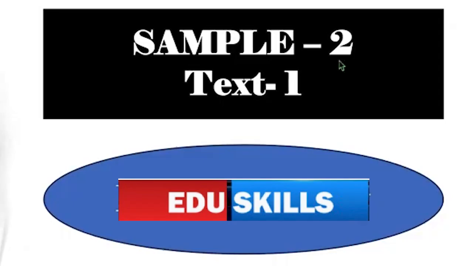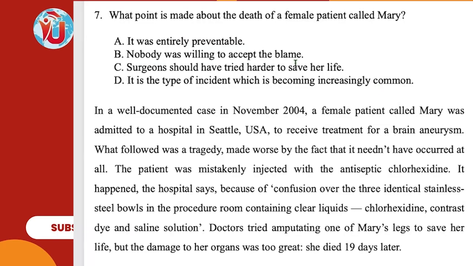And today we are going to deal with reading part C, sample 2, text 1, with one new strategy probably. What point is made about the death of a female patient called Mary? Option A, it was entirely preventable. Option B, nobody was willing to accept the blame. Option C, the surgeon should have tried harder to save her life. Option D, it is the type of incident which is becoming increasingly common.